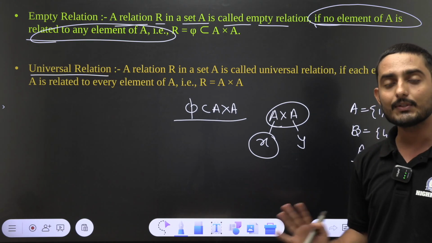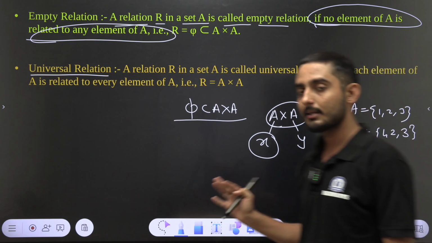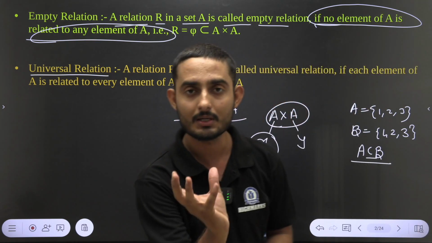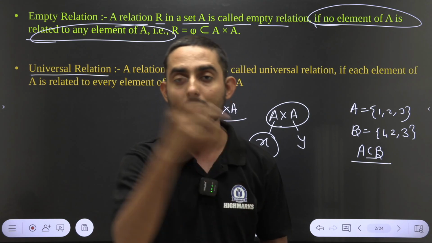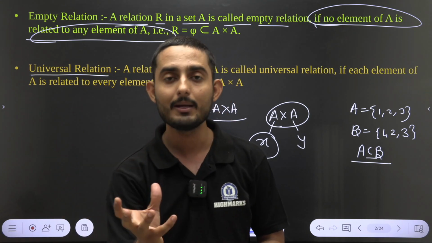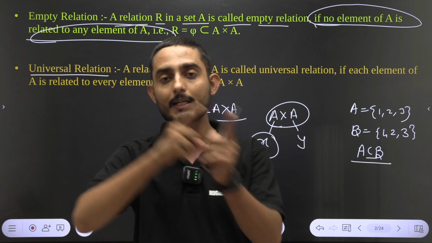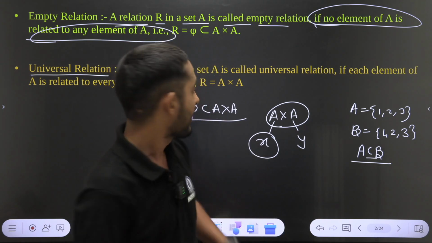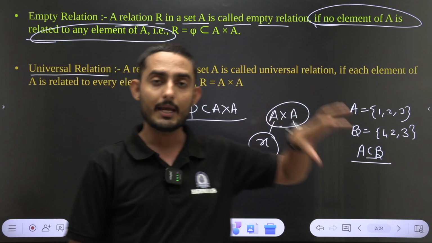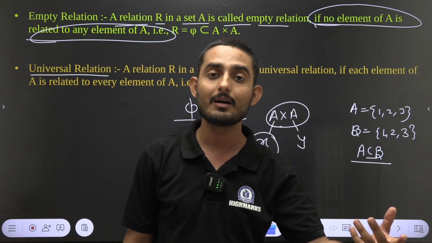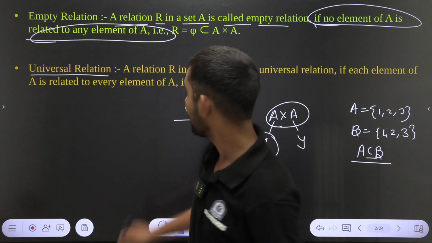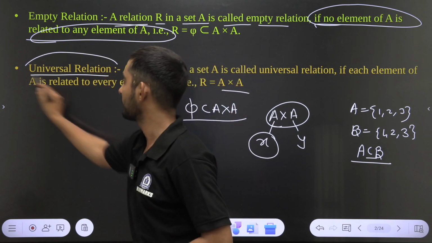As we know about subsets, in a subset there can be some elements of the relation contained in A cross A, or maybe all elements of the relation contained in A cross A. And if all elements of the relation are contained in A cross A, in this condition R is equal to A cross A, and this kind of relation is known as a universal relation.